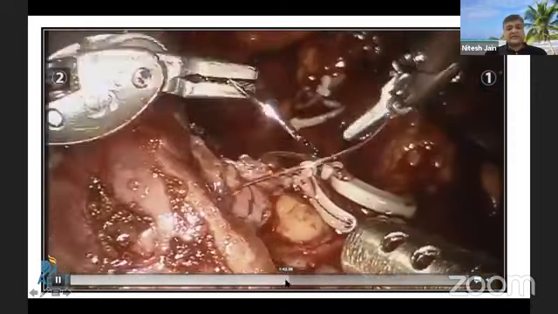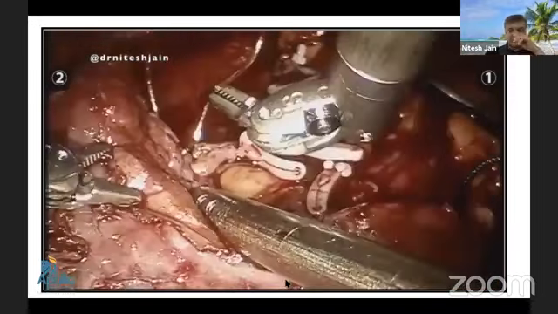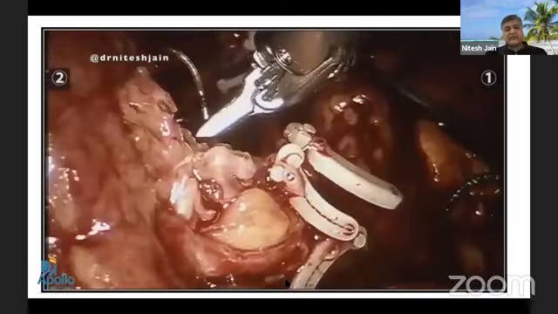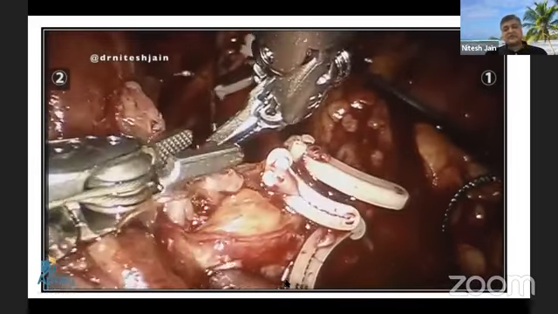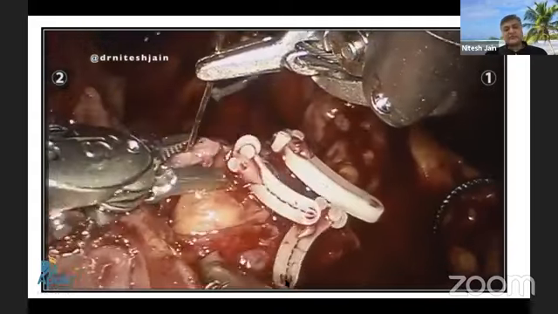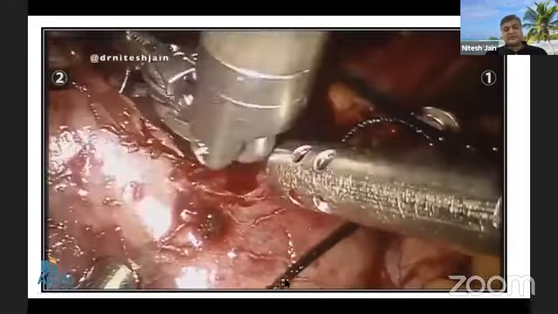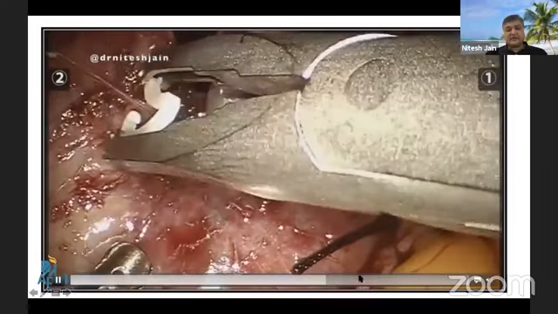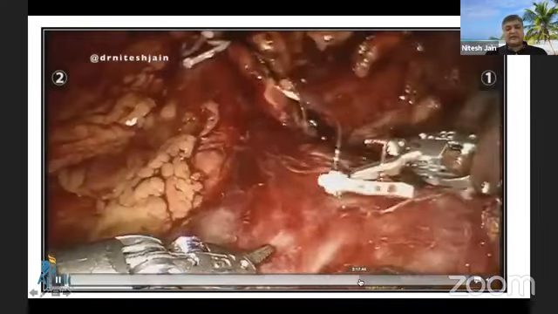So once that is done, the inner layer needs to be sutured separately using a 2-0 Stratafix. Any opened vessels can be sutured. Here we can see the open vessels being sutured separately, and if you have opened the PCS, that also needs to be tackled at this point of time. Once that is done, the outer layer can be done.